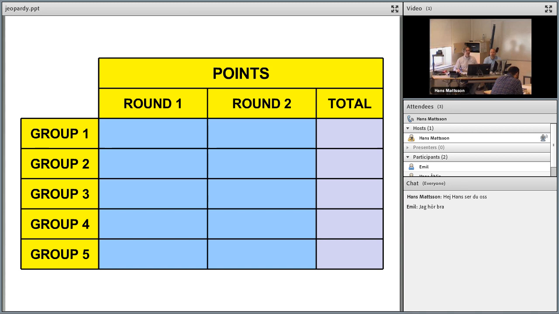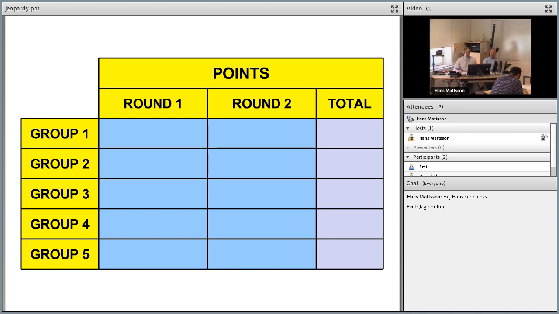Okay, everybody, welcome to Jeopardy. Here in Luleå, we are 5 groups sitting at each table, and we will play Jeopardy today.